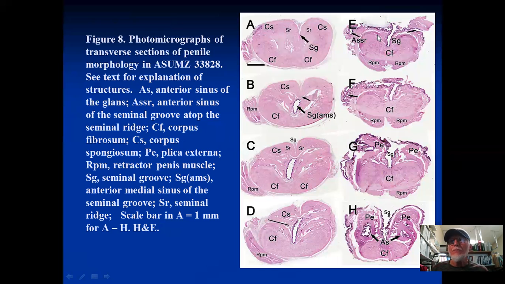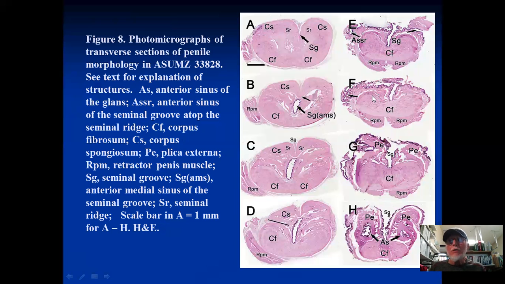As we begin to get into the glans penis, we see an elaboration of the morphology of the dorsal portions of the penis. Many sinuses are present, like this particular sinus here, which is the anterior sinus of the seminal groove on top of the ridge, the seminal ridge. The groove is still present. See it there and up here.